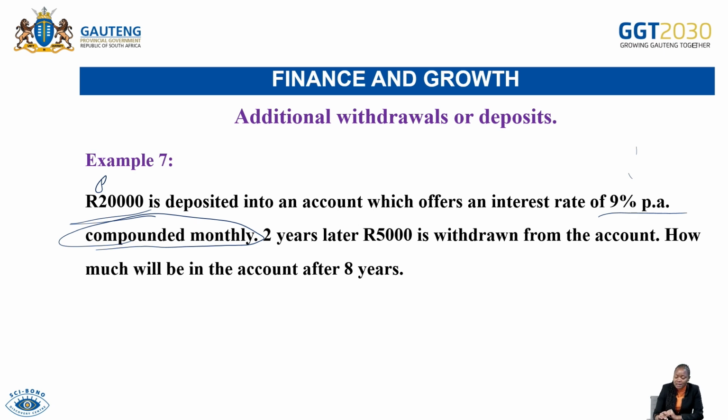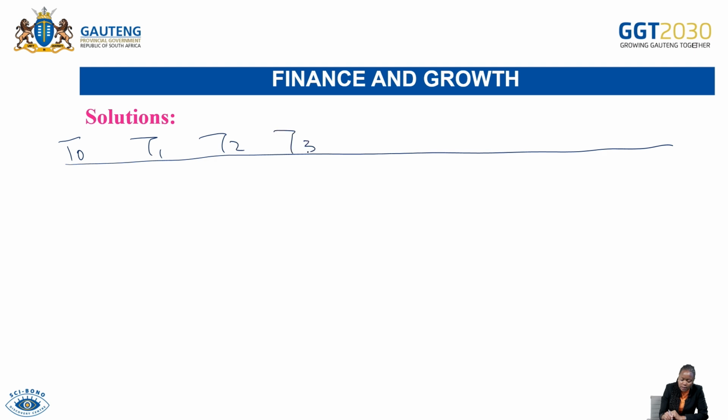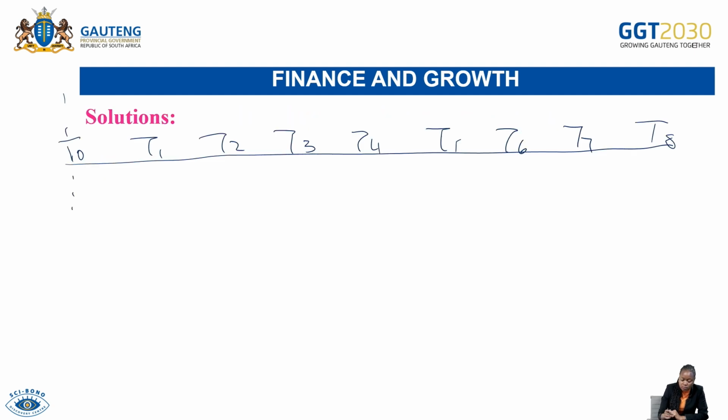So let's do our timeline. Okay, so my timeline is going to be in years. So it's going to be T0, year 1, year 2, year 3, year 4, year 5, year 6, year 7, and year 8, which is the final year, right? So they're saying how much is deposited initially? It is 20,000. So 20,000, it is deposited.